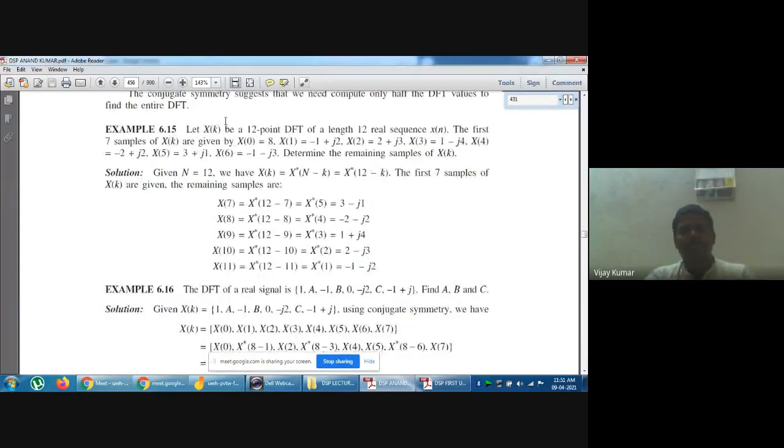So here X of k is given to you. It is a 12-point sequence. The first 7 samples of X of k are given, that is X of 0, X of 1, up to X of 6 they have given. You are asked to compute the remaining samples of X of k, which is a very useful property in computing DFT. What is that property? Conjugate property. So X of k is also equal to X star of N minus k. X star of minus k means X star of N minus k.